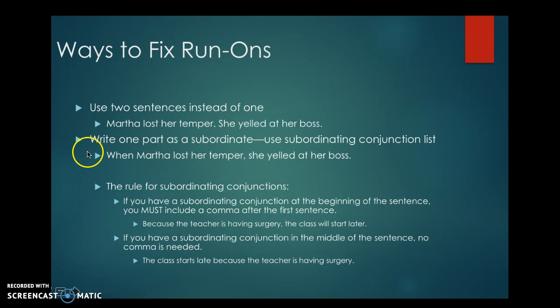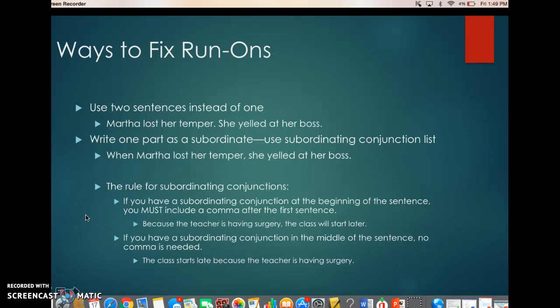Now here's where the rule gets a little tricky. I can write one as a subordinate, and this is when I'm going to use a subordinating conjunction list again. And it's a review from what we use with fragments. But what I can do here is I can include a subordinating conjunction. So I've picked the word when. When Martha lost her temper, comma, she yelled at her boss. That's a way to fix that sentence.